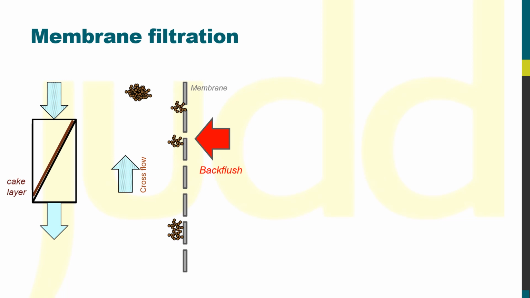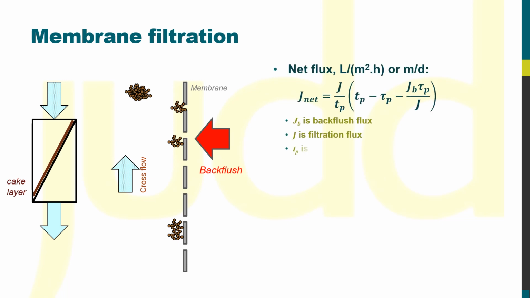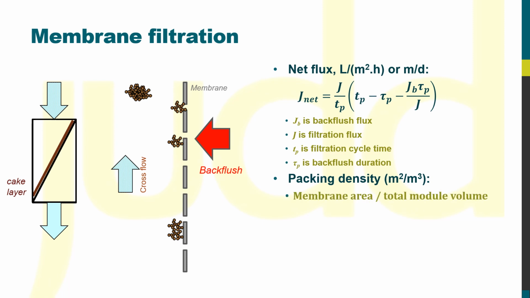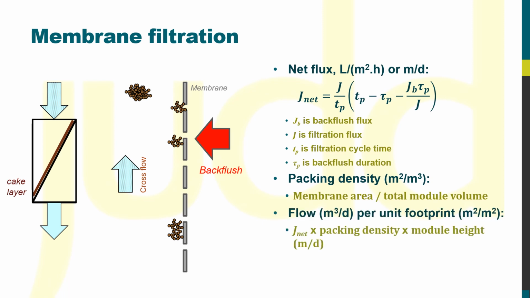The key parameter in membrane technology is the net flux in litres per square meter membrane area per hour. So flux has the same units as velocity. The membrane area depends on the packing density. That's the membrane area per unit module volume. So for a membrane process, the flow per unit footprint is given by the product of the net flux, packing density, and membrane module height.